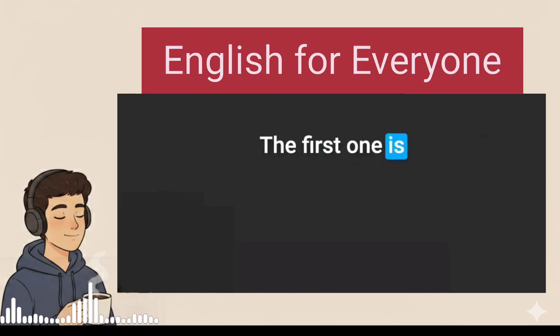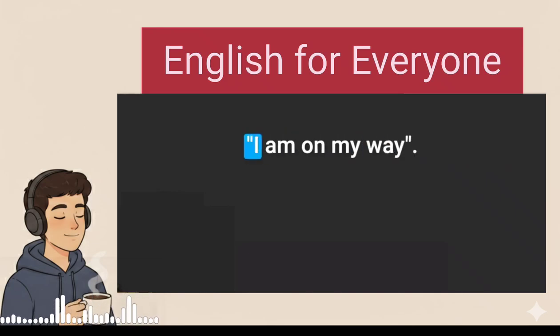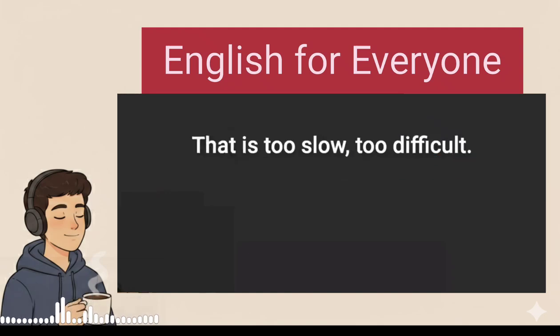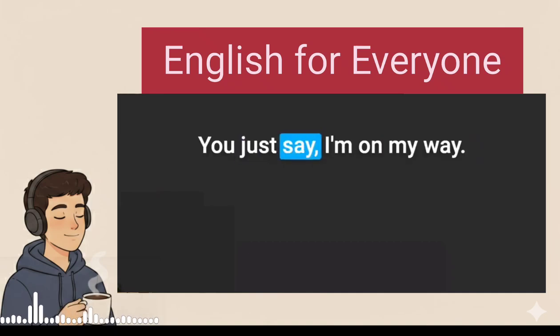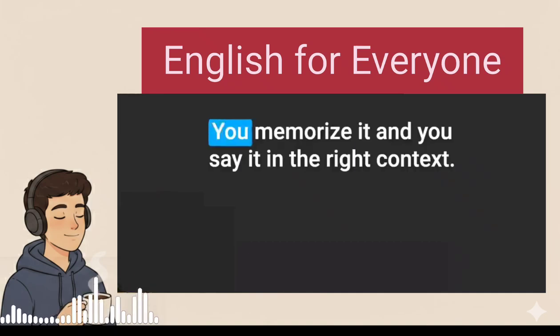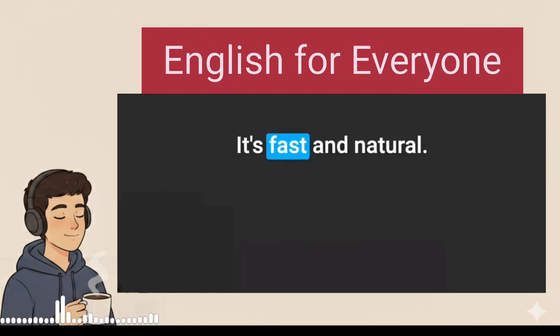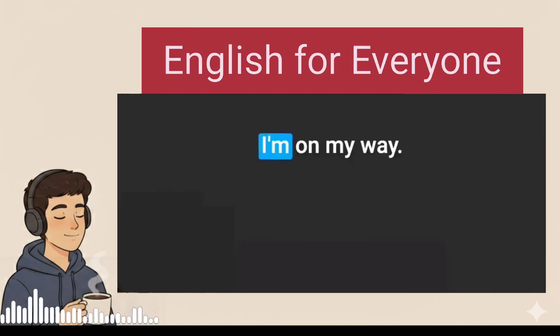The first one is, I'm on my way. This means I'm coming. I'm going to the place now. You don't say, now I go to the place where you are. That is too slow, too difficult. You just say, I'm on my way. You memorize it and you say it in the right context. That's a chunk. It's fast and natural.